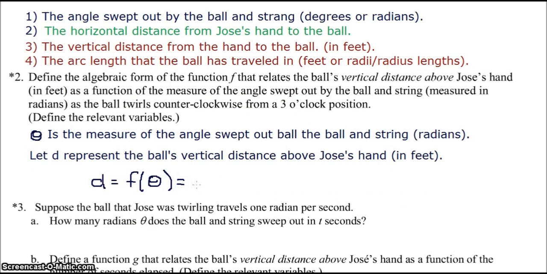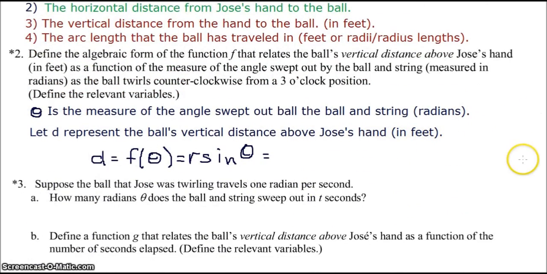Now this function, remember that the vertical distance, if we're on the unit circle, is sine of theta. If we're not on the unit circle, it's the radius times sine of theta. And in this case, our radius is 2.3 feet, the length of the string. If we're not on the unit circle, what sine of theta would tell us is the percentage of the radius that that vertical distance is. So if we take the radius 2.3, multiply by the percentage of the radius that our vertical distance is, then we'll get the actual vertical distance.